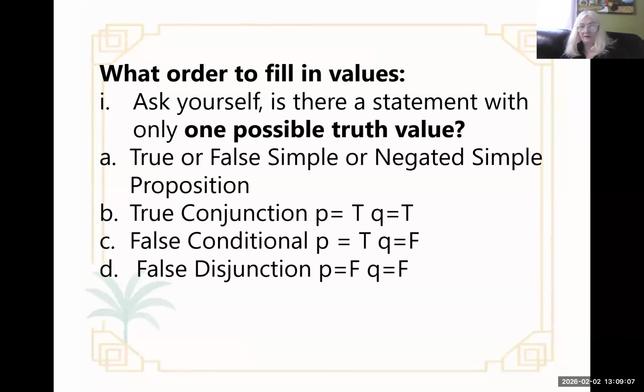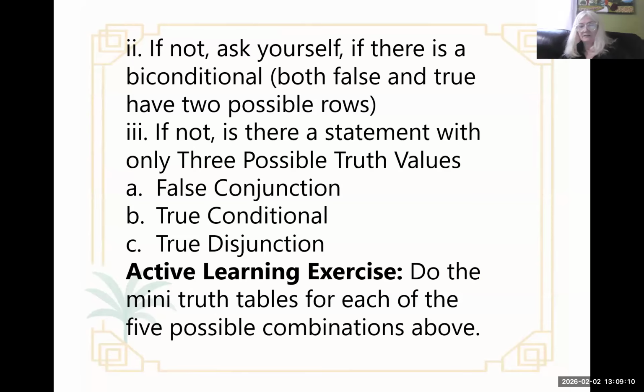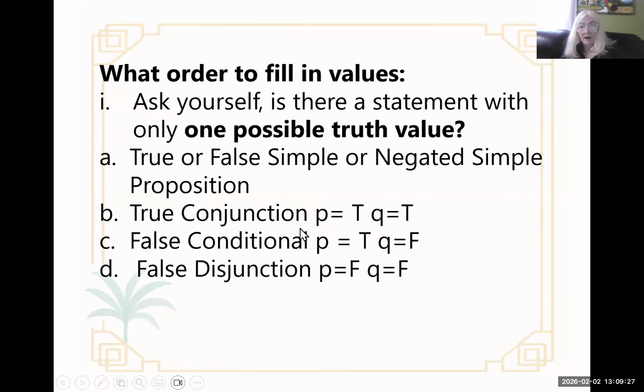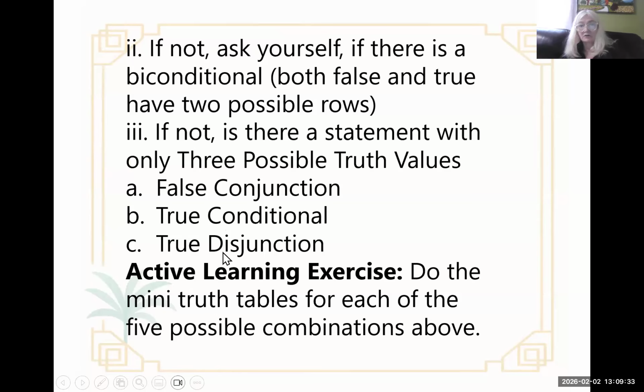Here again is the order to fill the values in. Okay. For each of these, for an active learning exercise, I want you to do the mini truth tables for all of the possible combinations that have not been done. So remember, I did these for the invalid. I want you to do the practice mini truth tables, right? For, here we've got false conjunction, true conditional, true disjunction, and the 2 types of biconditionals. This is to get you, if you have not memorized them, to finally memorize, because for these, you need to have them in your mind to be able to intuitively leap to the next one.